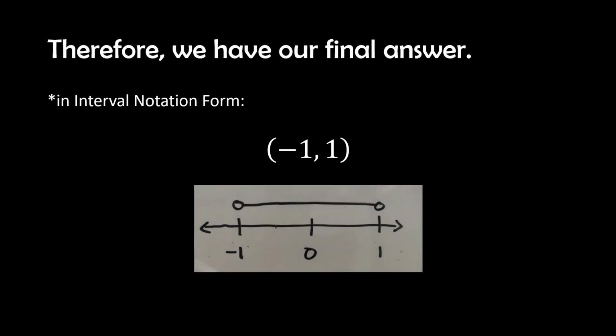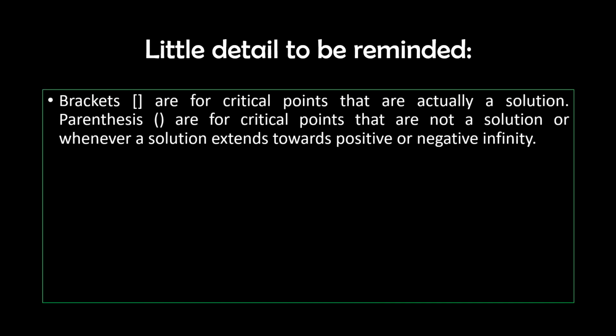So we have our final answer in interval notation form, negative 1, comma, positive 1, both enclosed in parentheses. As you can see in our number line, it's only the values between negative 1 and positive 1. A little detail to be reminded: brackets are for critical points that are actually a solution. As you can see, there were no brackets in our final answer because our critical points are not solutions. Parentheses are for critical points that are not a solution, just like what we had a while back, or whenever a solution extends towards positive or negative infinity.